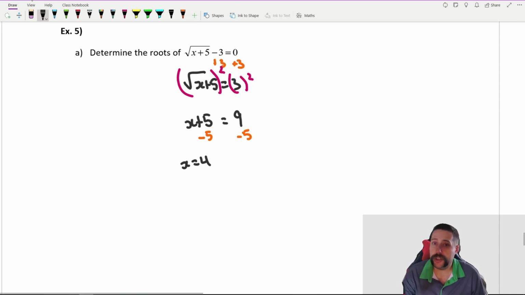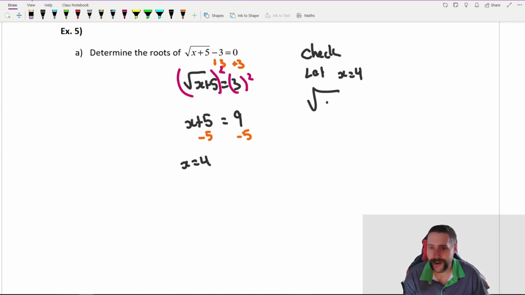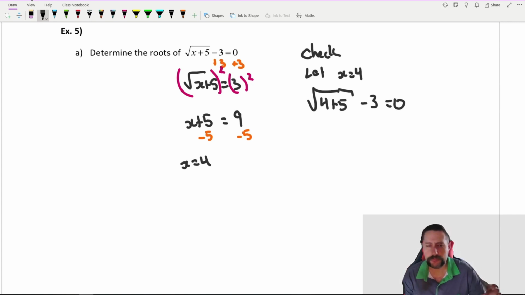Okay, if you were to check to make sure that this is right, you say let x equal 4. So then we have the root of 4 plus 5 minus 3 is equal to 0. Well, 4 plus 5 gives you 9, right? Okay, the root of 9 is 3, and 3 minus 3 is 0. So we can safely say that this works.